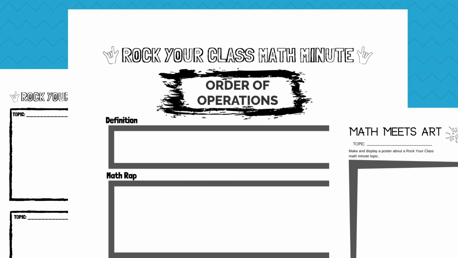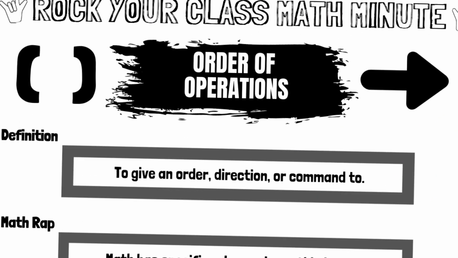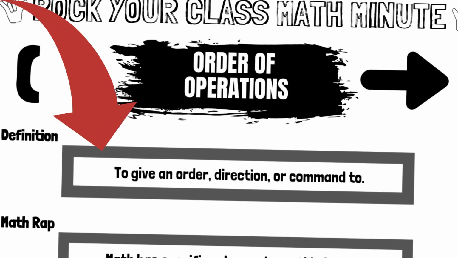Order of operations. What does the dictionary say? To give an order, direction, or command to.